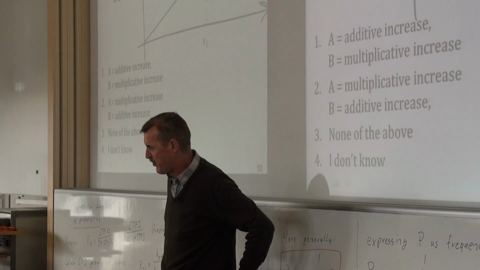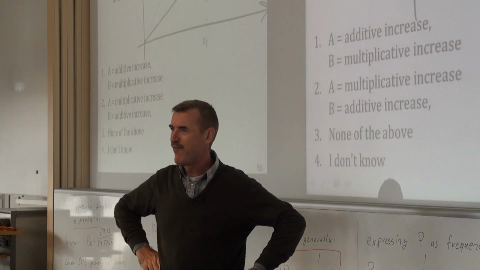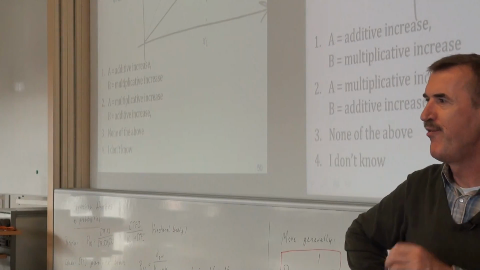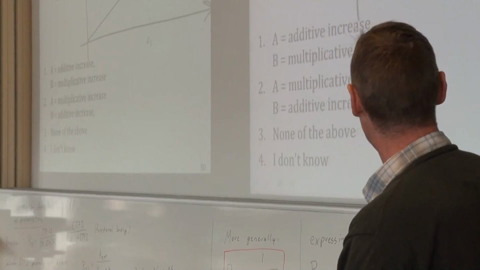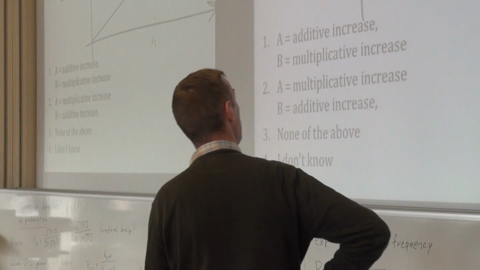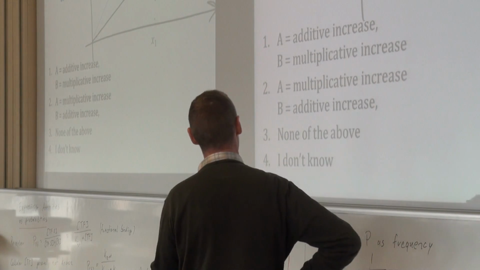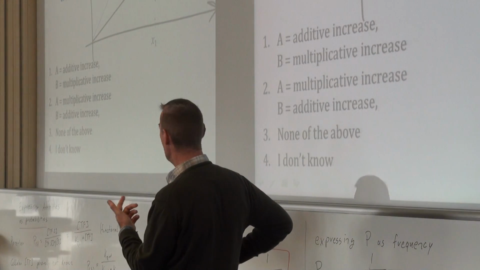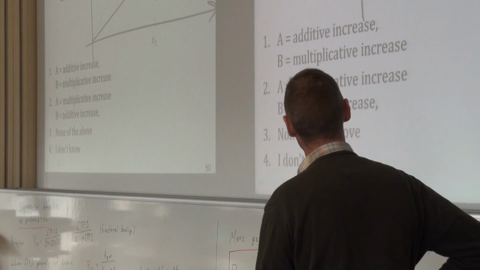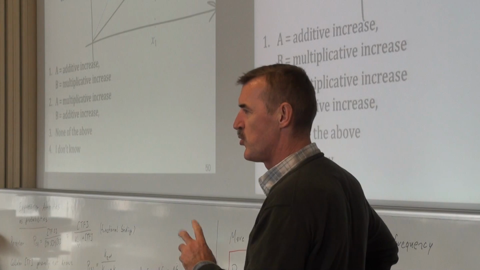To understand what happens, can you qualify? Here I've illustrated two possible choices of the coefficients u and v, the blue and the green, A and B. I'm saying one of the moves corresponds to additive increase, one of the moves corresponds to multiplicative increase. Which one?